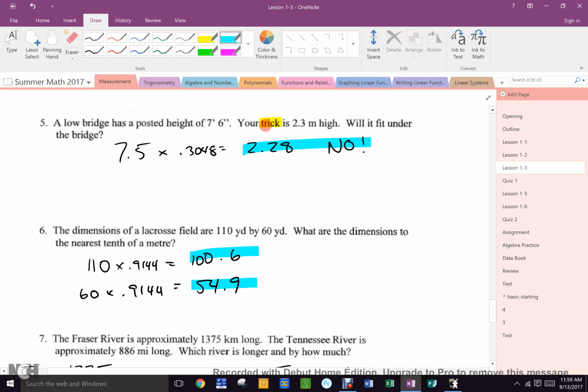Do not drive your truck under that bridge. Why not? Well, what if my truck's only a meter high? Then can I? Yes. Cool.